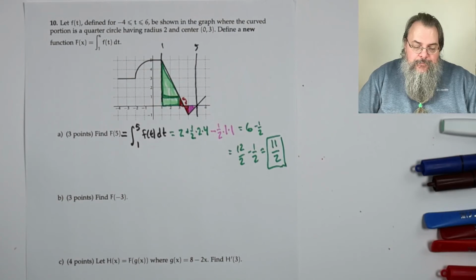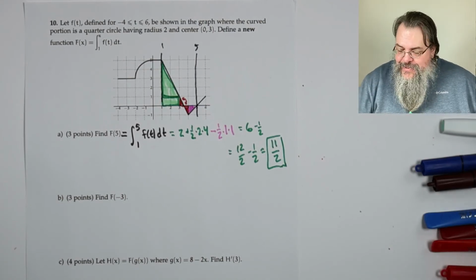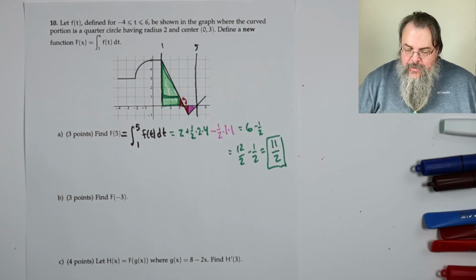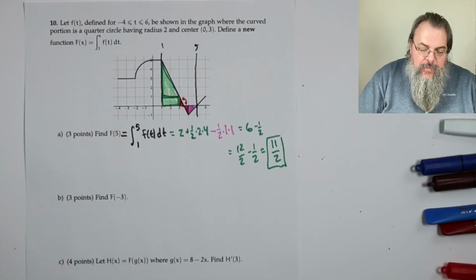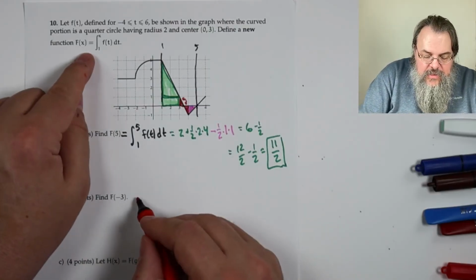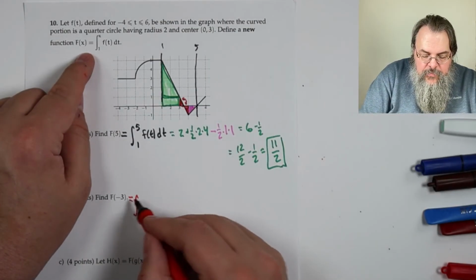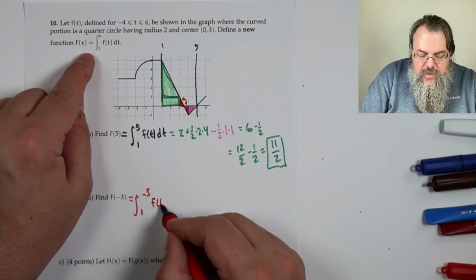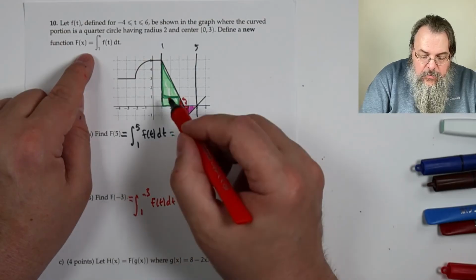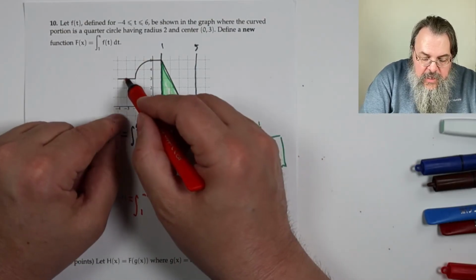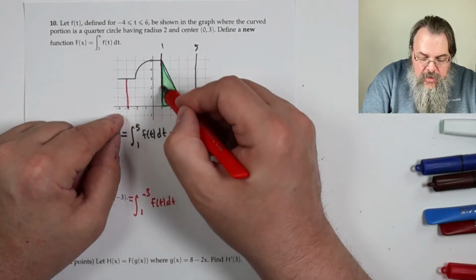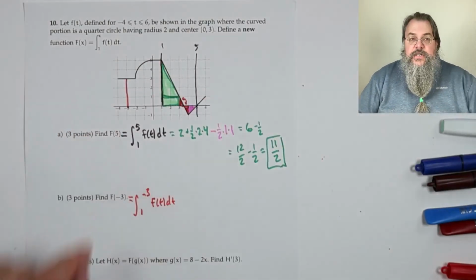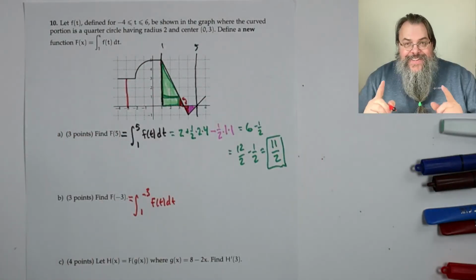Now, we're going to go do part B. So, part B. Well, find f of minus 3. So that's the integral from 1 to minus 3 of f of t dt. Okay, so we're going to go 1 to minus 3. Now we have a different region.